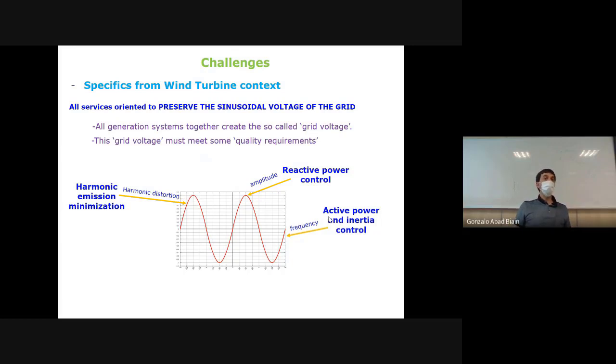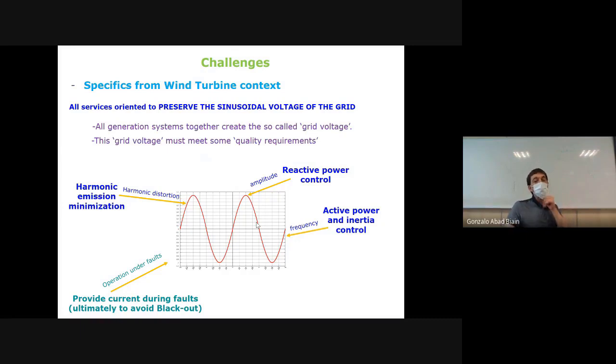Then the harmonic emission. It's obvious. If every single wind turbine or generation system based on converters is injecting harmonics, this grid voltage would not be a sinusoidal voltage, it will be something different. It would be a summation of different frequencies, which is not useful at all. That will bring problems such as power losses and so on. So that's not desirable.